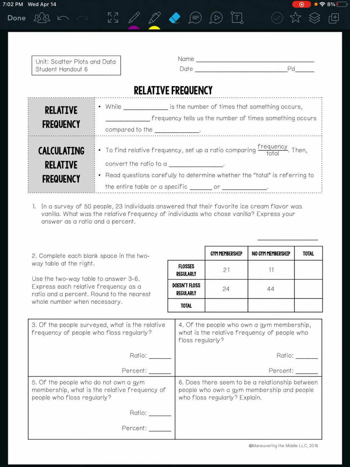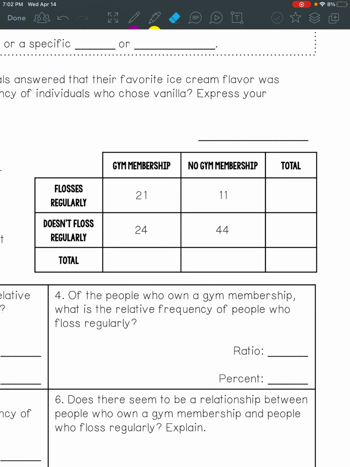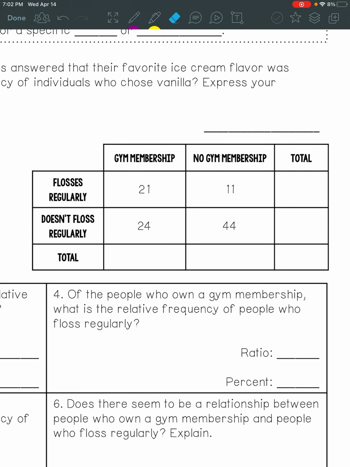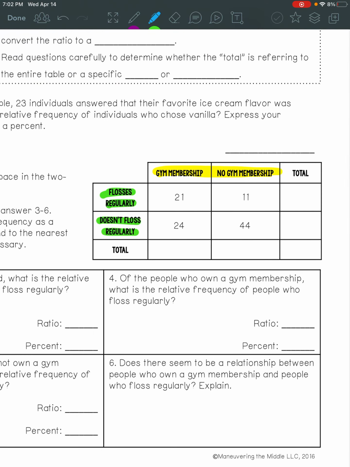With today's lesson over two-way tables, we're going to be taking it a step further and looking at some percentages in a two-way table. So we previously did some work with two-way tables. Two-way meaning there's two categories that we are comparing. For example, in this two-way table down here in the middle, we have gym membership versus no gym membership, and then we're comparing that with flossing regularly and doesn't floss regularly. So we're trying to figure out, is there a relationship between these types of people? If you have a gym membership, does that affect whether you floss or not? So two things that we're comparing, and then we also have those total categories.